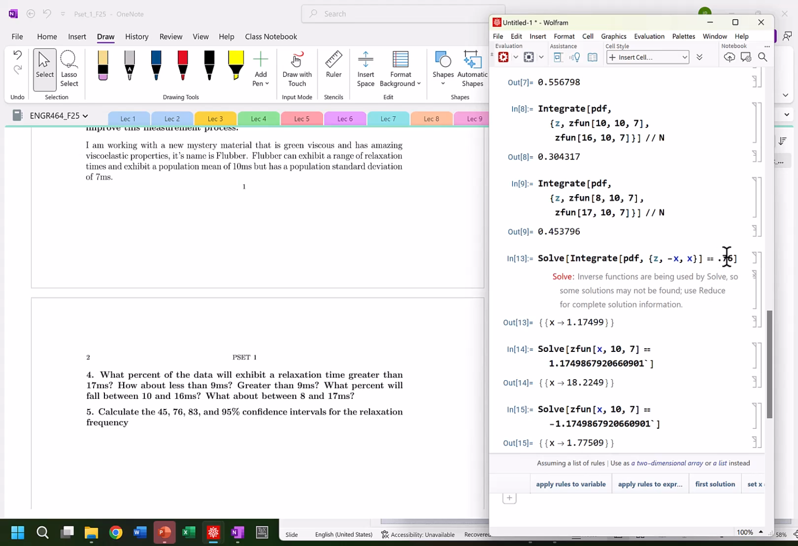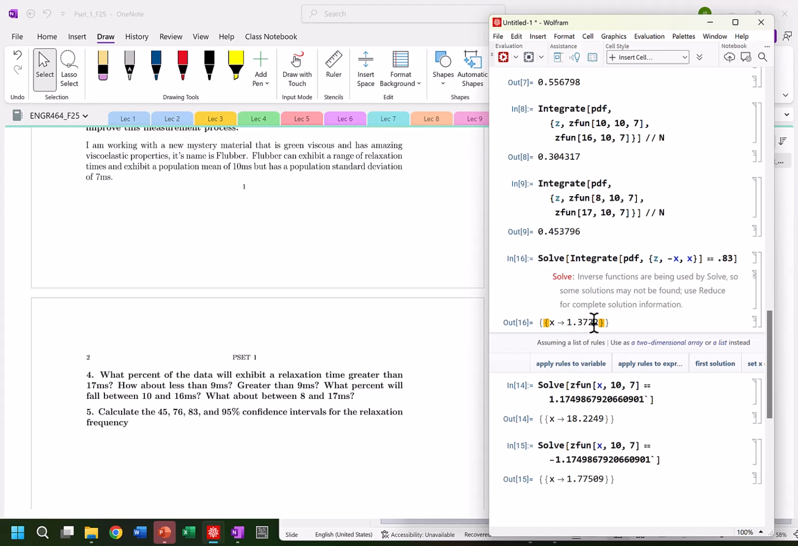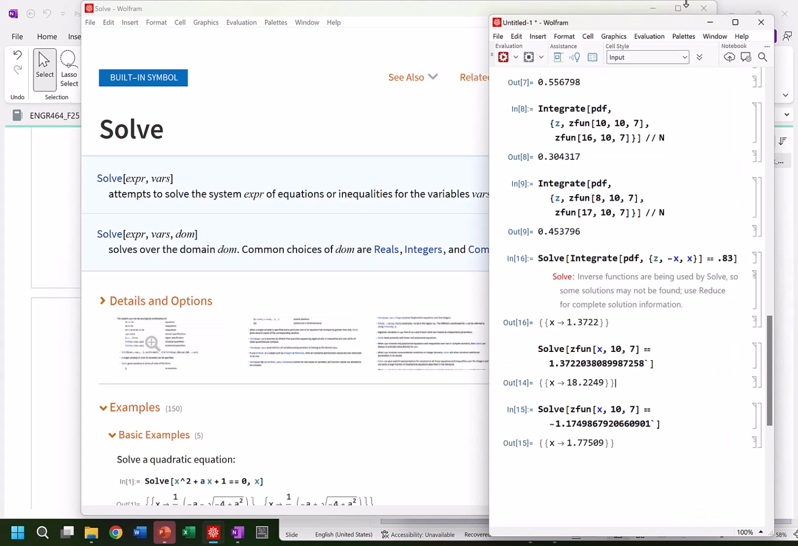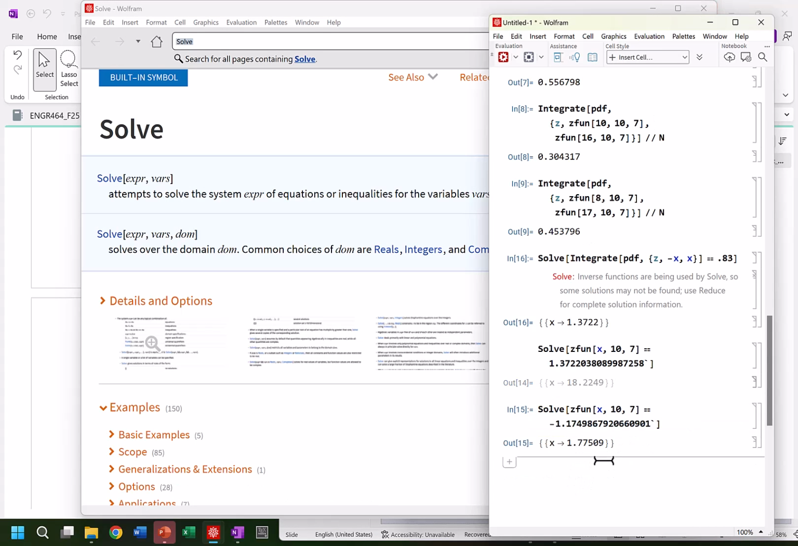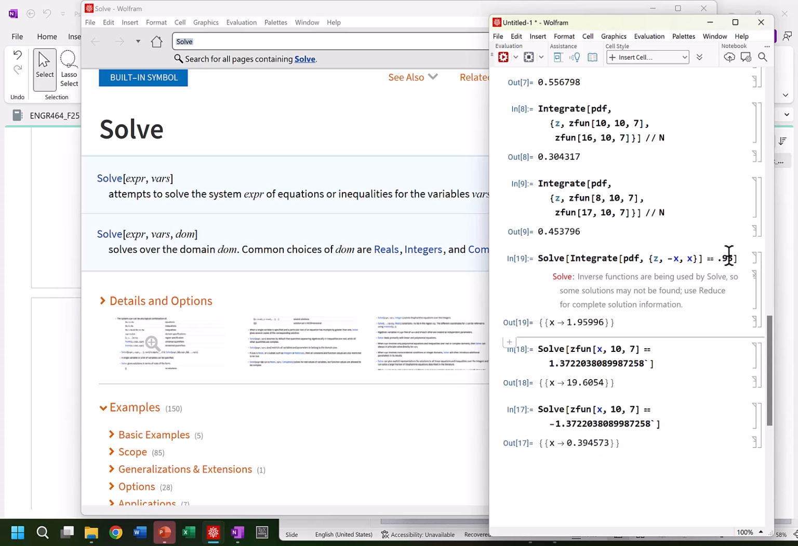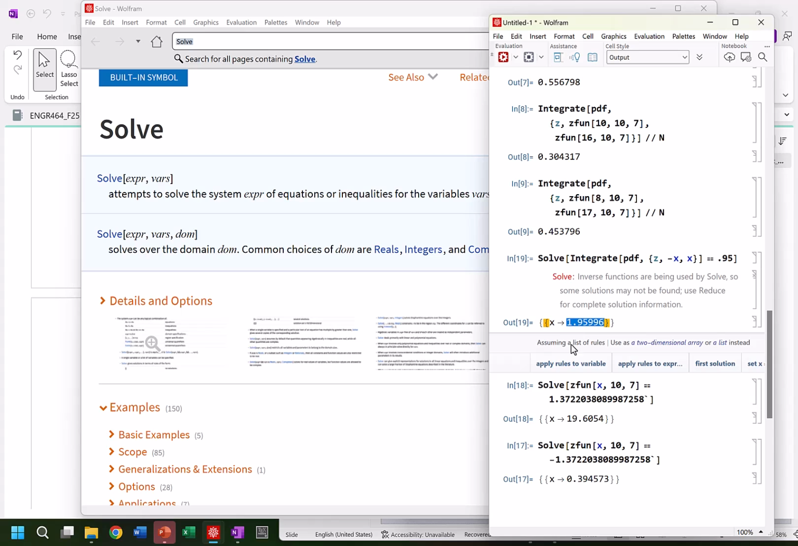Good. What about for 83? You get the picture. 95 will be 1.96. There are certain values it's good to remember. It'll be very impressive in a job interview, especially if you have a 95% confidence interval. 1.96, just like we predicted.